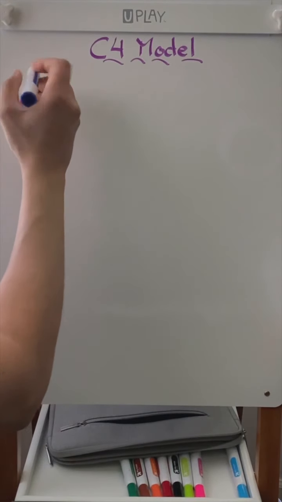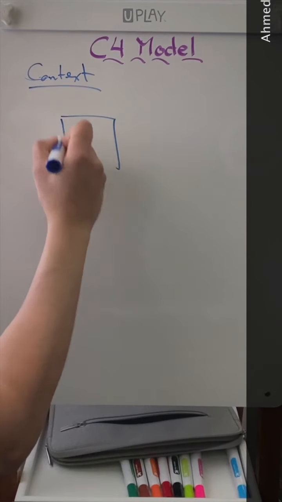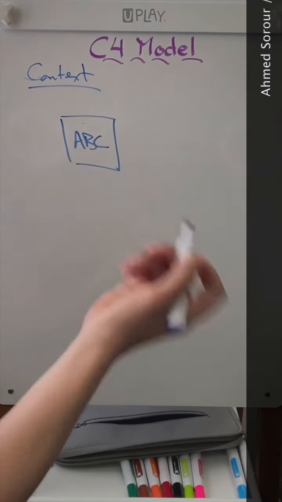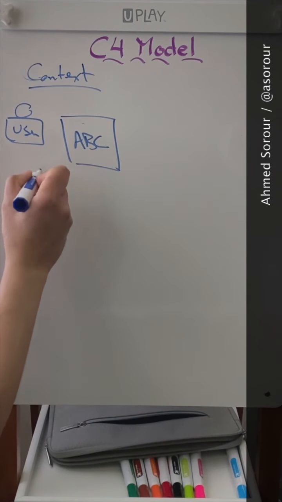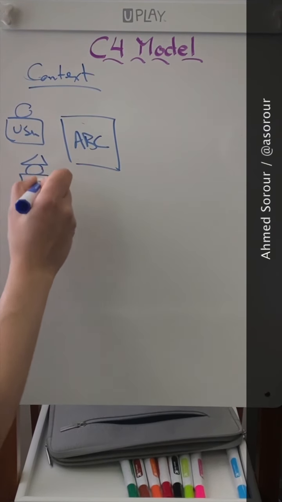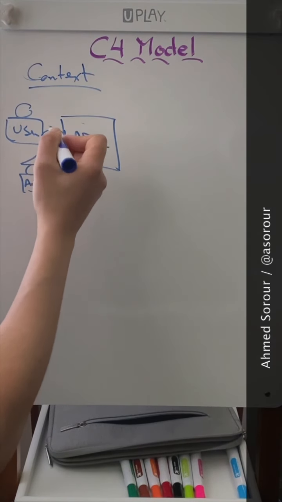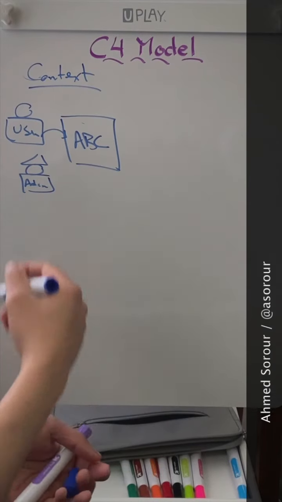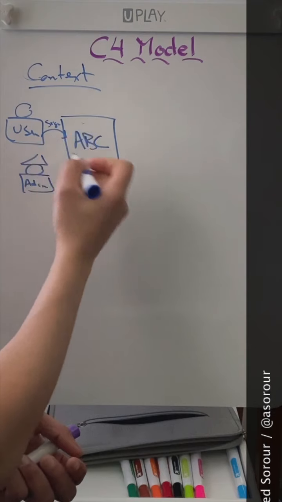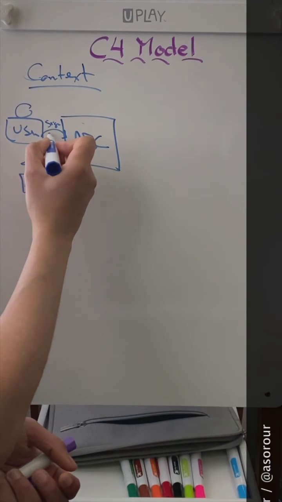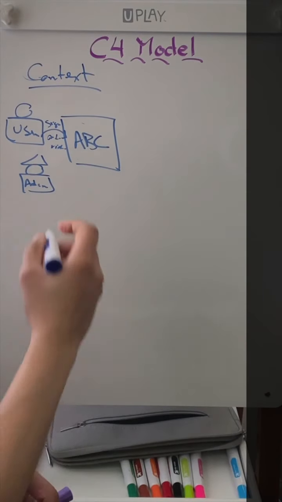So context is the first level. Imagine we have an ABC system. We're building something, ABC, and we have a user, and we have an admin. Maybe this relation is sign up. If this is a ride share, it will be order rides. Just a high level of the relation.